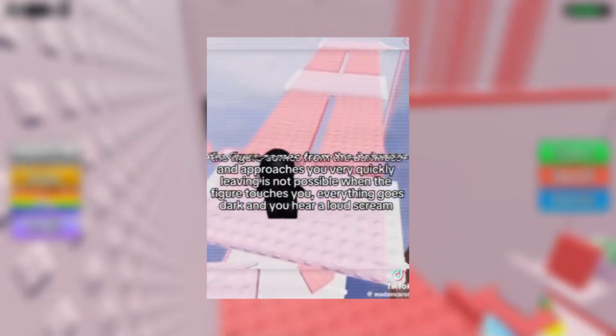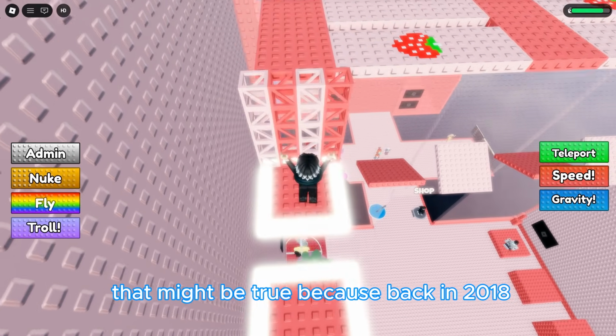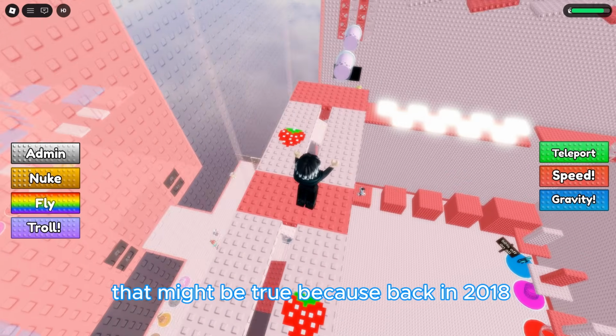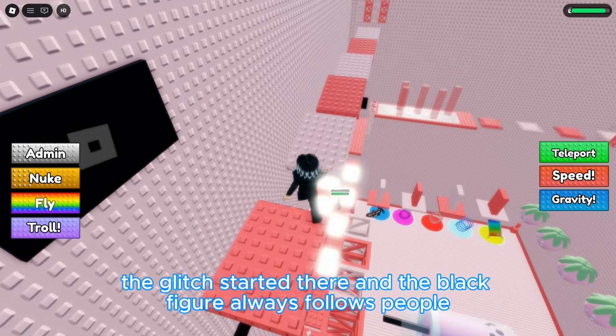Leaving is not possible when the figure touches you. Everything goes dark and you hear a loud scream. The creature is also called the Horror Black Crawler, but nobody knows where it comes from or why it's there. Stay safe. That might be true because back in 2018, the glitch started there and the black figure always follows people.